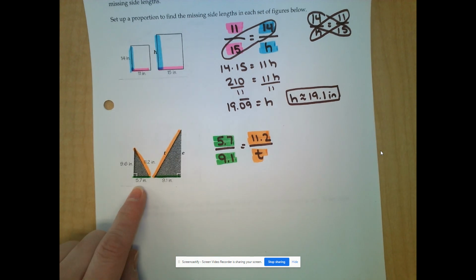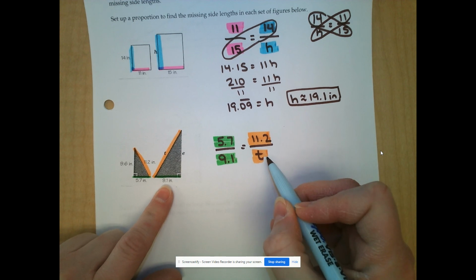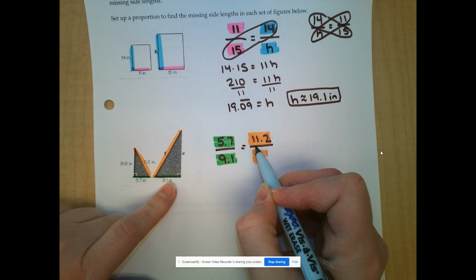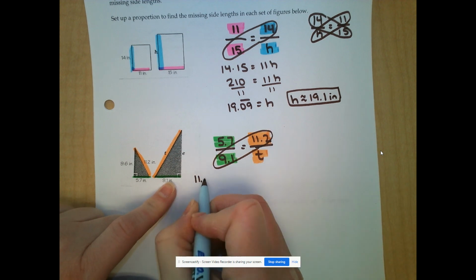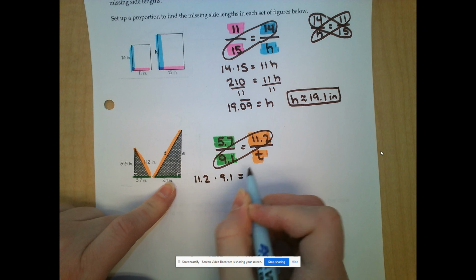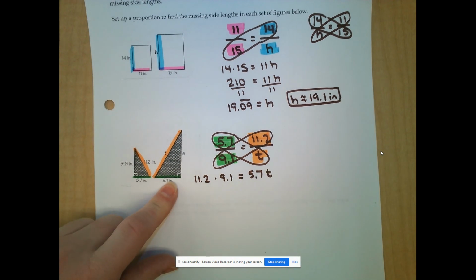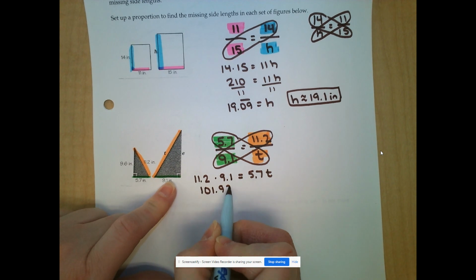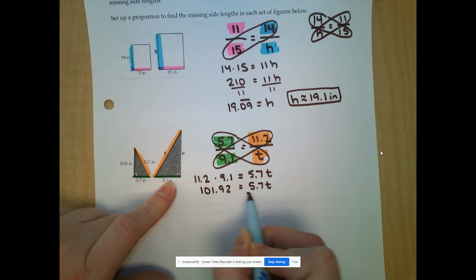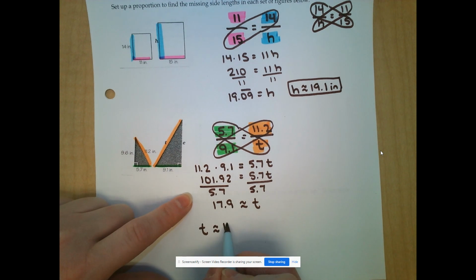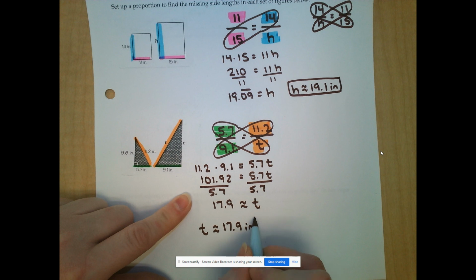So there's a ratio of 5.7 to 9.1. I want to keep that ratio the same and figure out 11.2 and what number would give me the same ratio. So if I do the cross multiplying, right? I'm going to have to do 11.2 times 9.1 equals, and then on the other side, 5.7 times T. So I have to multiply the left side, and I'm going to get 101.92 equals 5.7T. I'm going to divide both sides by 5.7, and I'm going to get approximately, I do have to round, 17.9. So we're going to say that T is approximately 17.9. I'm going to look back here and see that it is inches.